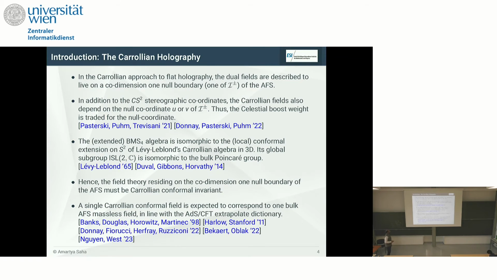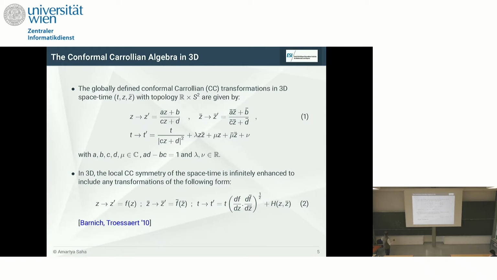Okay, so let us briefly look at the Carrollian conformal transformation rules. Equation 1 describes the transformations that are globally defined on R cross S2. These are the globally defined transformations. But in 3D, there is an infinite extension to these globally defined transformations, and these are holomorphic, 2D CFT-like extensions. These are given by this.